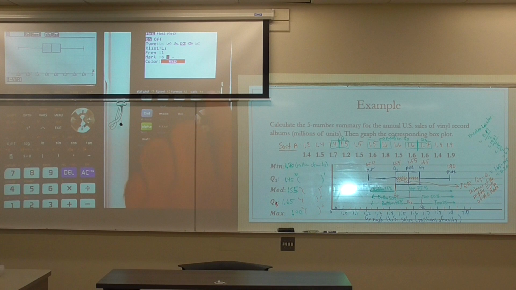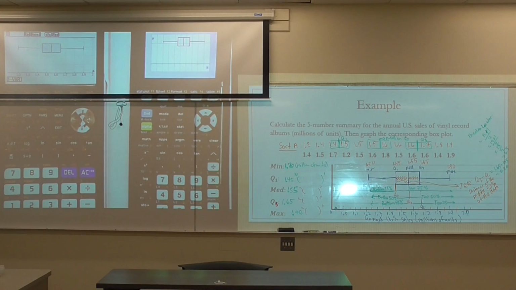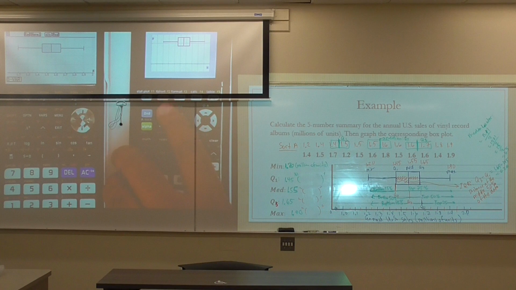And graph it. But notice how I'm getting the same graph. That's, once again, because there are no outliers. That's the only reason why. There are no outliers. Okay? That's pretty much it for box plots in a nutshell.